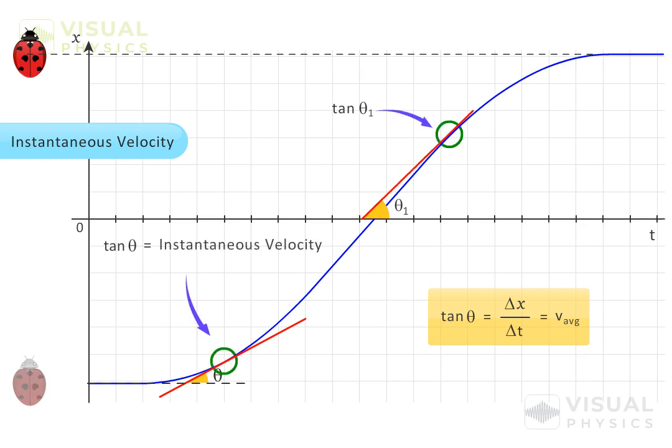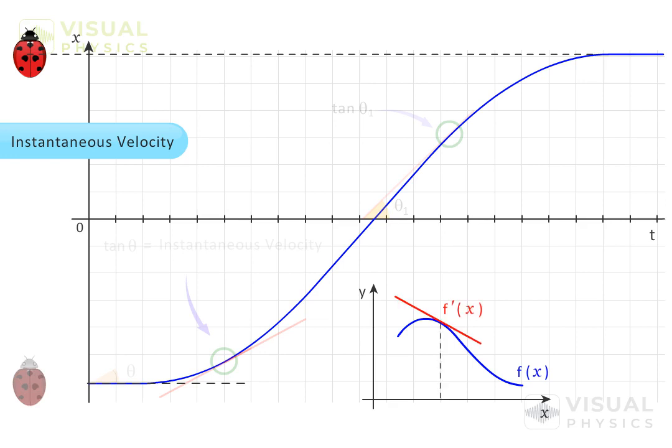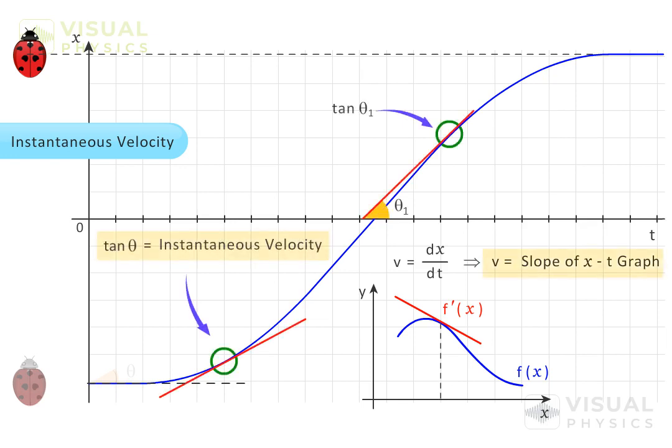at that point. From calculus, we know that for any function, its first derivative is equal to the slope of the function at any point. As velocity is the first derivative of position, it is expected that velocity should be equal to the slope of the position-time graph. This is consistent with our observation.